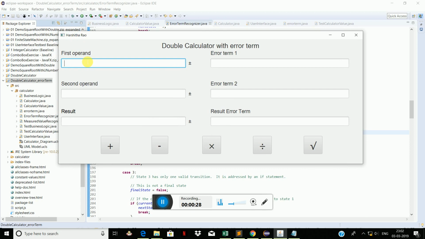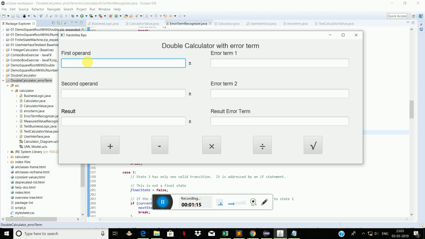As part of the week 3 project, we implemented the double calculator with error term, and I have added the enhancements to the project as per the requirements given. Before, we had a project with just a double calculator, which did not have any error term, so the user had no chance of giving error term values in order to calculate. To improve our project, we have added the error term values to each and every operand.